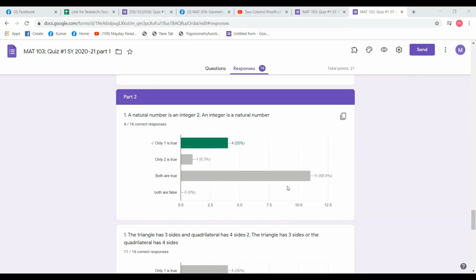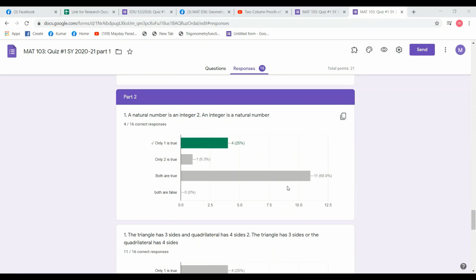Good day, everyone. Let us try to answer part two of the quiz that we had last time. Number one says here: a natural number is an integer, then an integer is a natural number. Which of these statements is true? Which of these is false? So, a natural number is an integer.